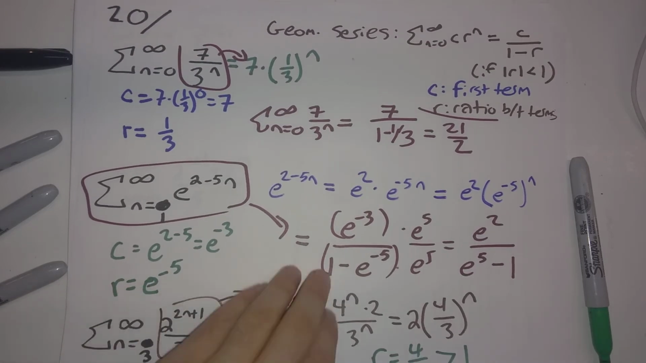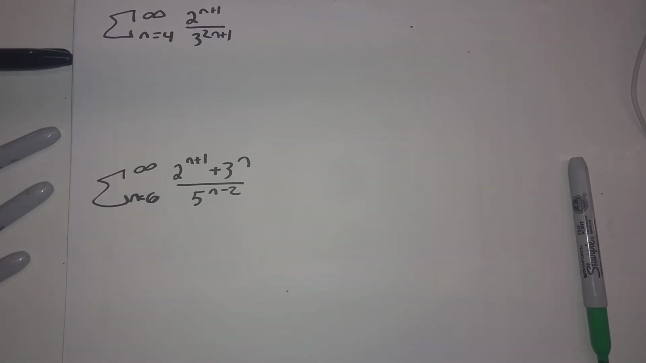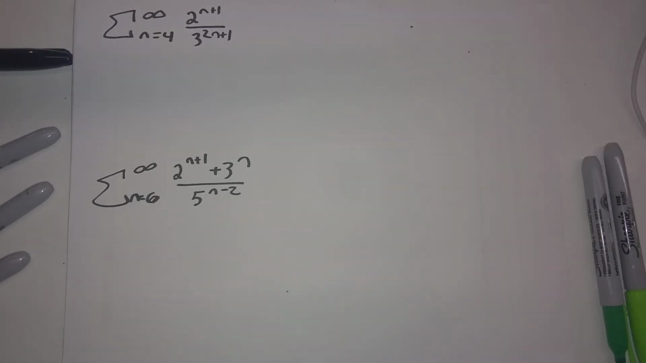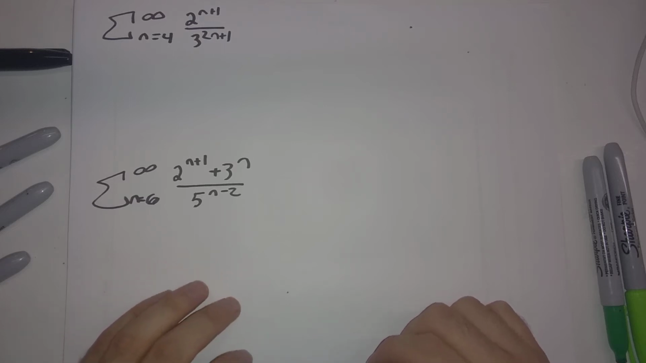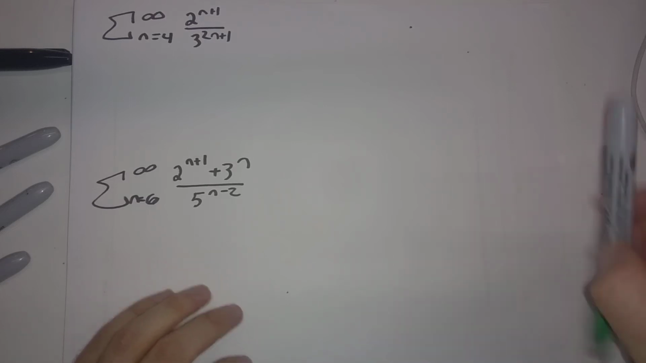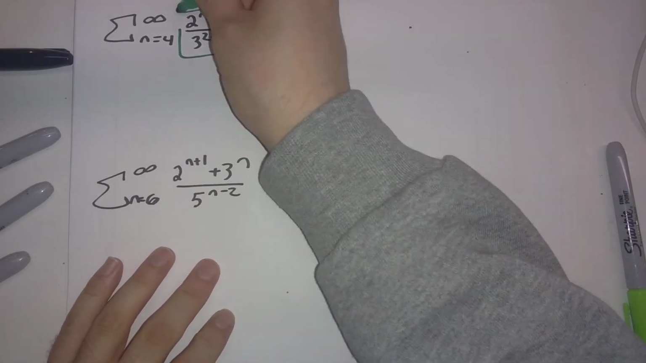Okay, let's take a look at the back page here. Problems 4 and 5. The sum of n from 4 to infinity of 2 to the n plus 1 divided by 3 to the 2n plus 1. So it's very similar looking.